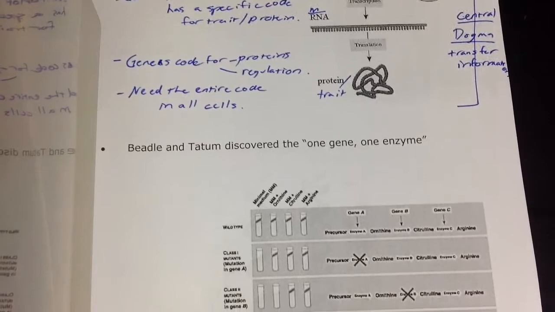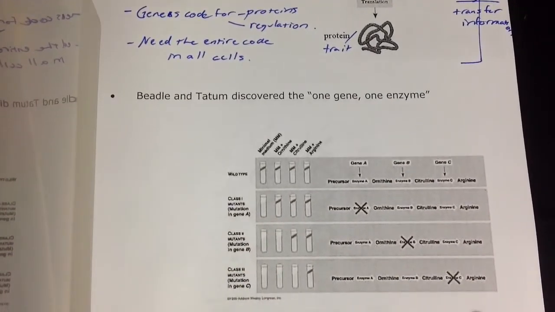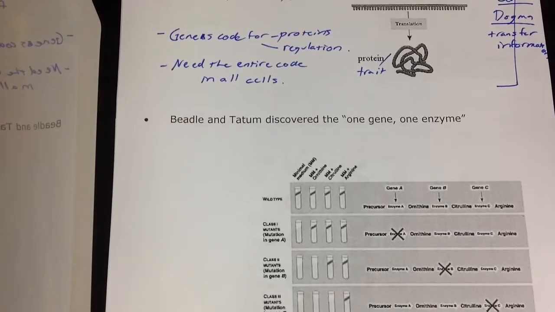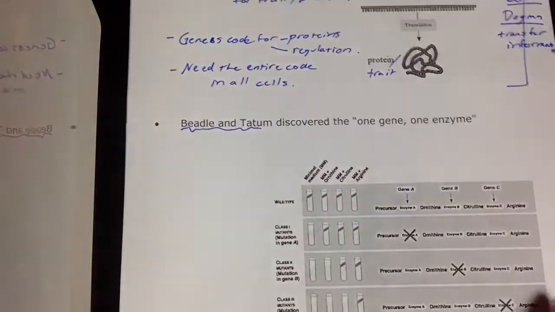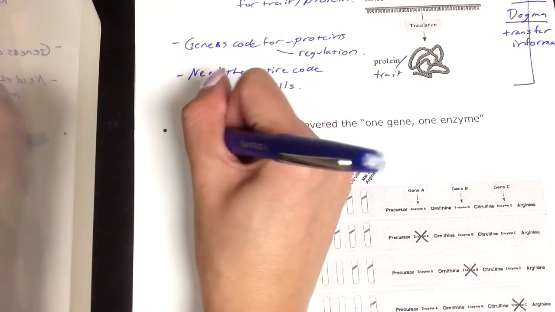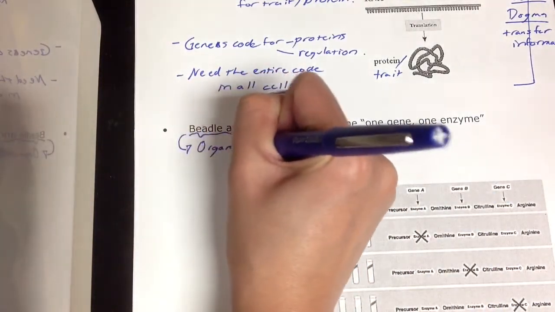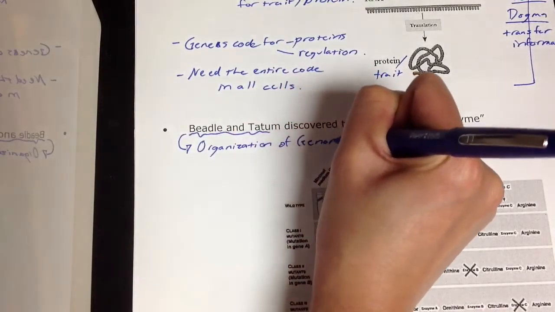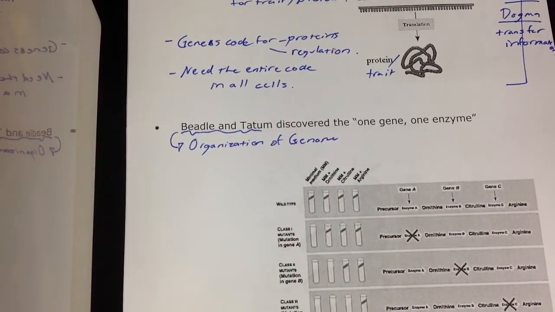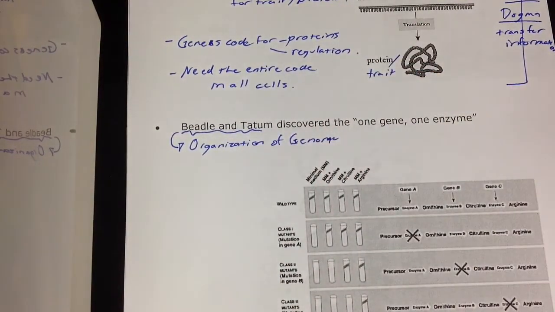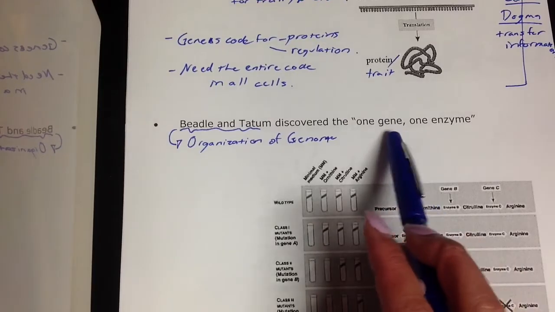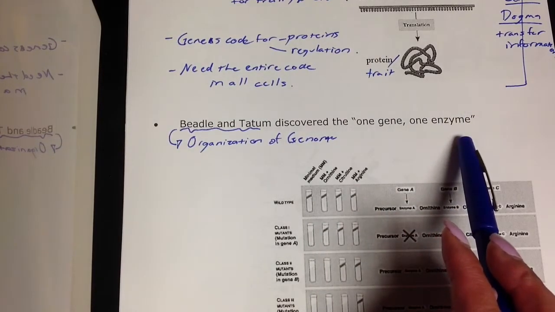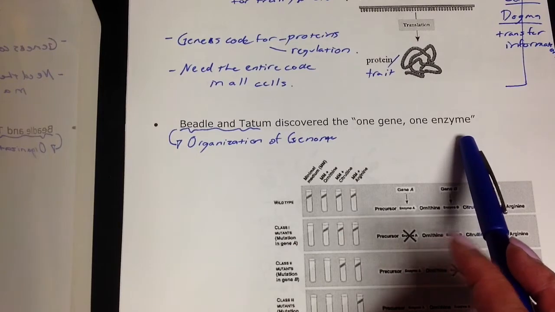We had two scientists named Beadle and Tatum that discovered the idea that one gene codes for one enzyme, or one gene codes for one trait. And really, the main thing that we get from them is the idea that there is some organization of the genome. And the genome is all of the DNA of one organism. So we have the DNA of humans already mapped out, and we know that certain genes code for certain enzymes or proteins. And they'll be similar from one human to another.